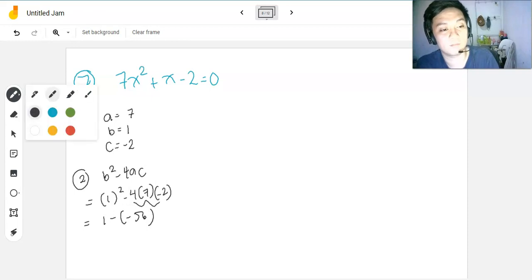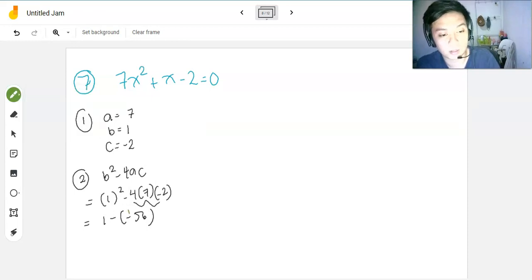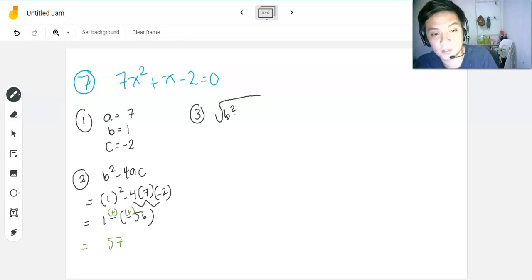So, 1 minus negative 56. So, magiging positive yung negative 56, then we will add. Okay, that's the rule in subtracting integers. So, 1 plus positive 56, positive 57. At again, yan ang ating kukuhanan ng square root pagdating sa step 3. So, square root of b squared minus 4ac is just equal to square root of 57.